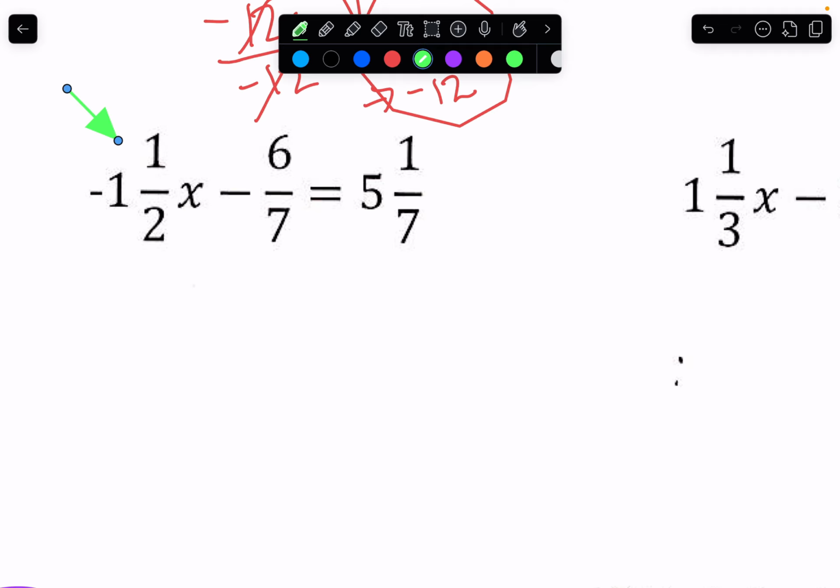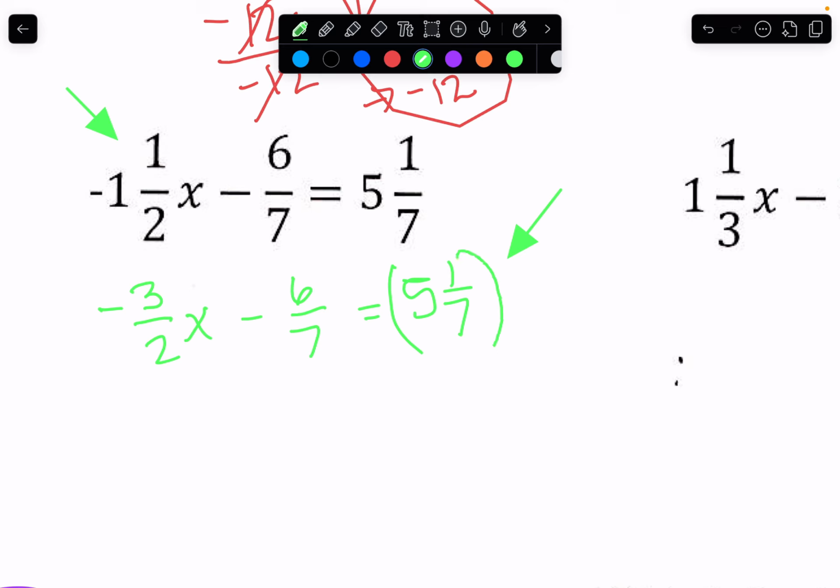I know that 1.5 is the same thing as 3/2. So 3/2 x minus 6/7 equals 5 1/7. I'm going to leave this one as a mixed number, and you'll see why in a second. Okay. So 2 and 7. I need to multiply both sides by something that gets rid of the 2 and the 7. Well, the 2 will get rid of a 2, right? And there's no way to really break down a 7 smaller. So we're going to have to multiply times 2 times 7, which is 14. That would be what we call our least common multiple in this case.